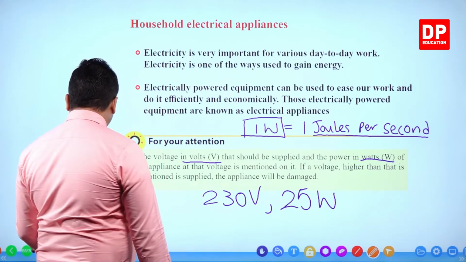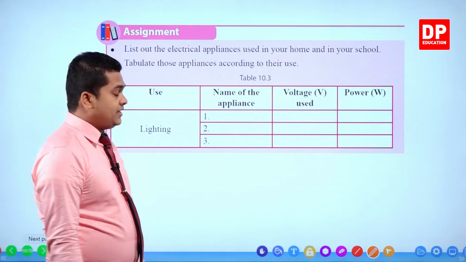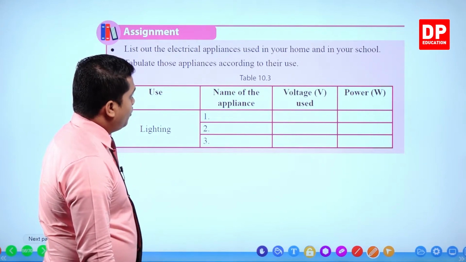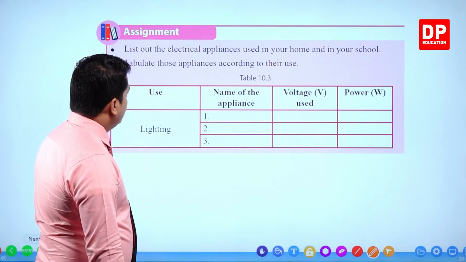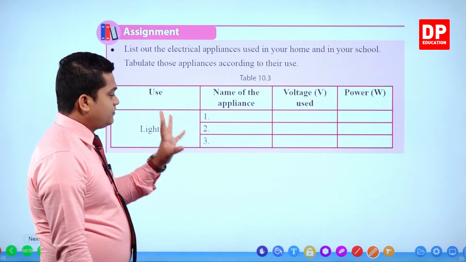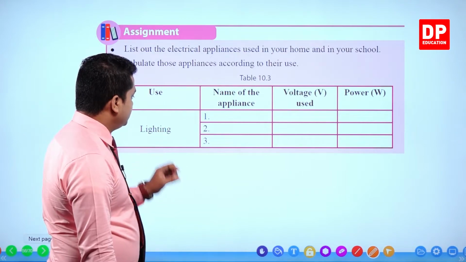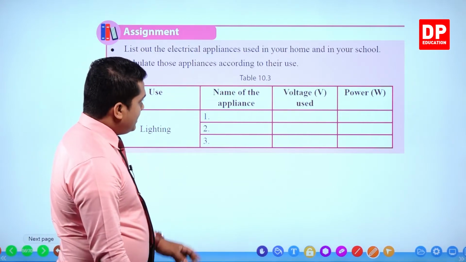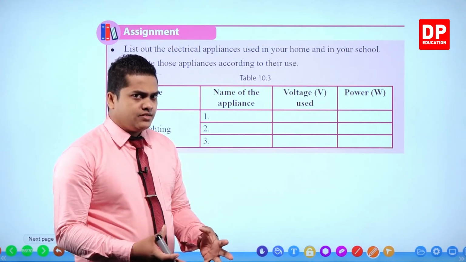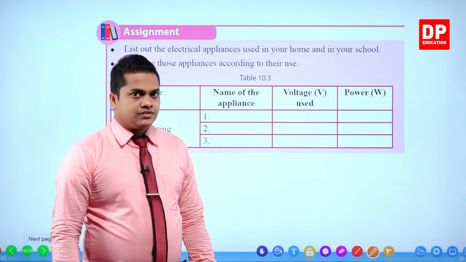Right then. So you are given an assignment. List out the electrical appliances used in your home and in your school. Tabulate those appliances according to their use. First of all, we'll identify the columns. First, the use. Lighting is the first use. Next, the name of the appliance. What are the appliances that we can use to light? Then voltage. Then after that, the power.